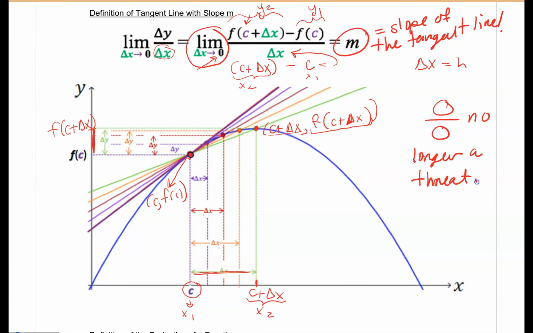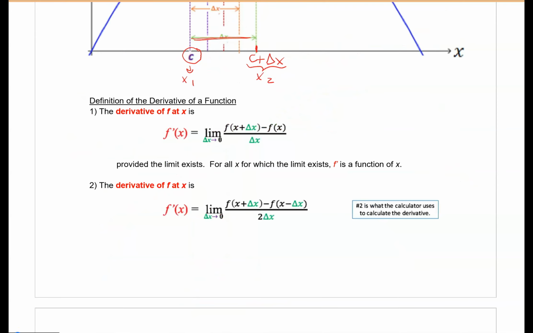Limits have helped us get around. It's a loophole. I'm able to divide by 0 now as long as it's 0 over 0. This limit allows me to do that, which basically allows me to find slopes of lines at one particular point. So that, my friends, brings us to the derivative of a function.